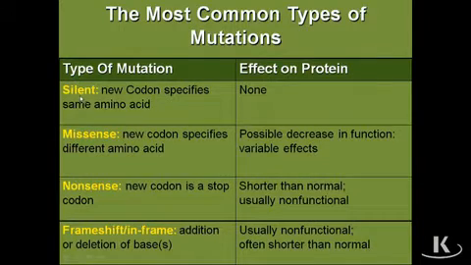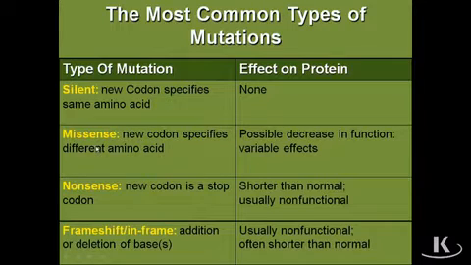So, if you had a silent mutation, remember, the new codon is simply going to specify the same amino acid. What's the effect on the protein? Shh, don't tell anybody. There's no effect on the protein. Nobody will know if you don't tell them, right?